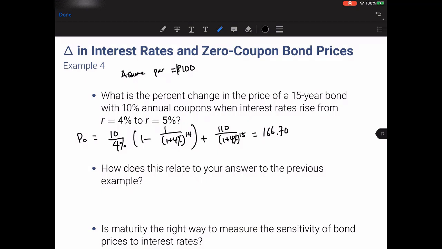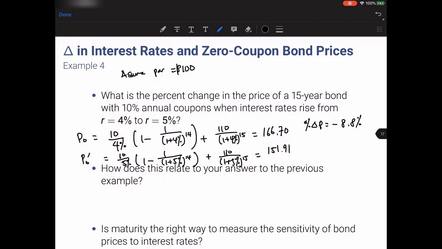All right, so now let's do the same thing with an interest rate of 5%. P naught prime is going to equal 10 divided by 5% times 1 minus 1 divided by 1 plus 5% to the 14th power, plus 110 divided by 1 plus 5% to the 15th power. That's going to give us $151.91. And let's calculate the percent delta P, or percent change in bond price. That's going to equal negative 8.8%.